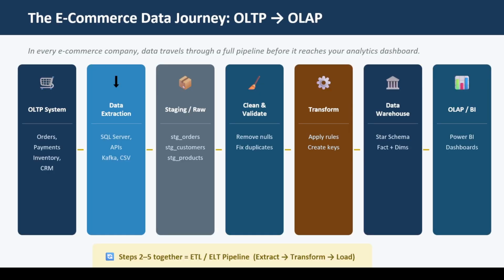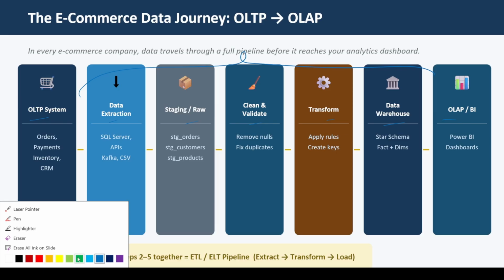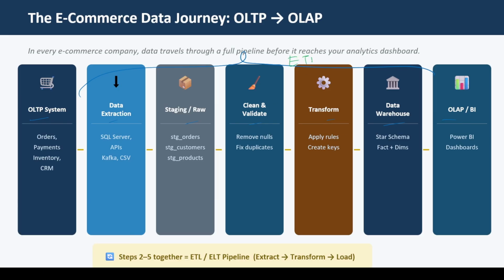Okay, so this was the one I was talking about. From OLTP, you go to extraction, staging, cleaning, transform, data warehousing, and OLAP. It means your ETL, whatever you call ETL or ELT, is going to be here. Whatever you are going to work with, whether transformation first or loading first, it depends on. So this is the pipeline. This whole thing is the pipeline.